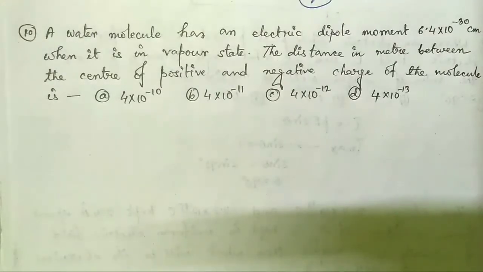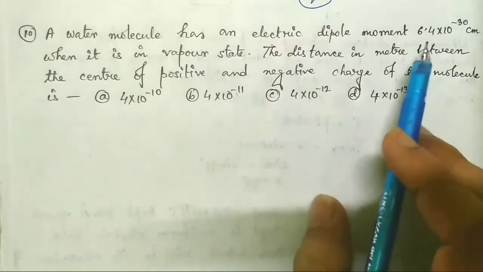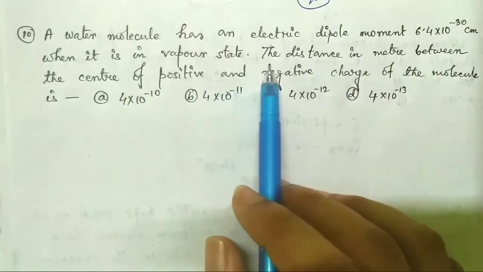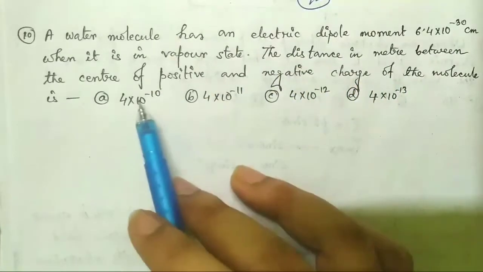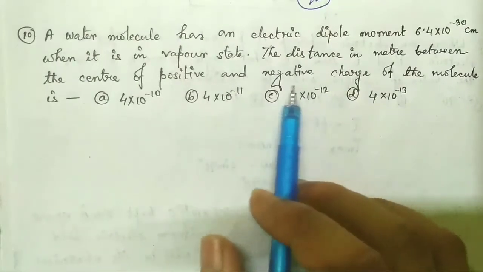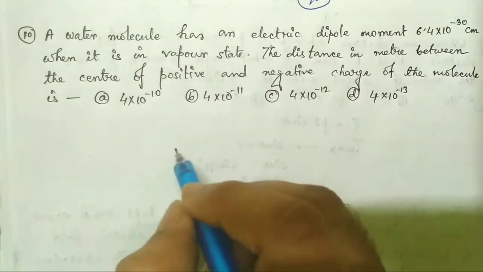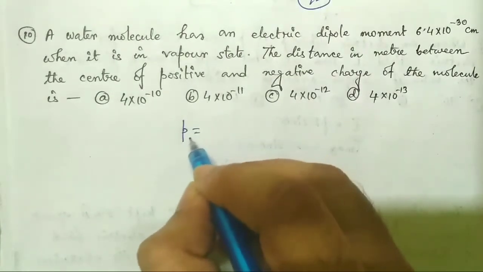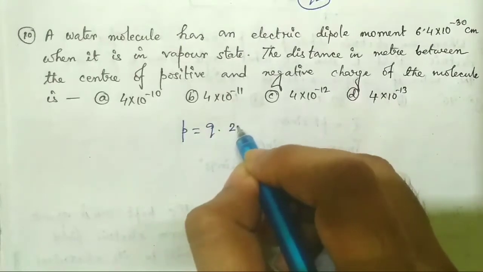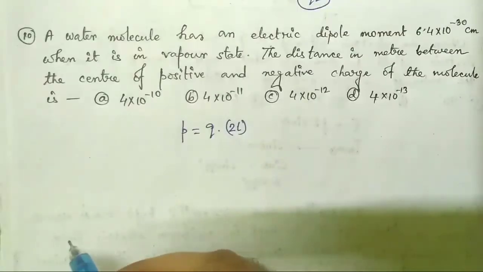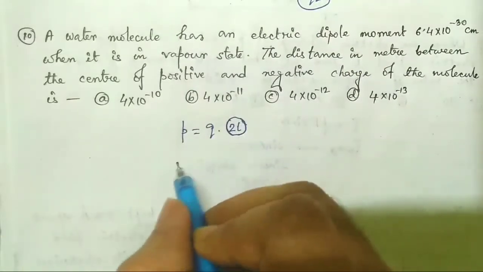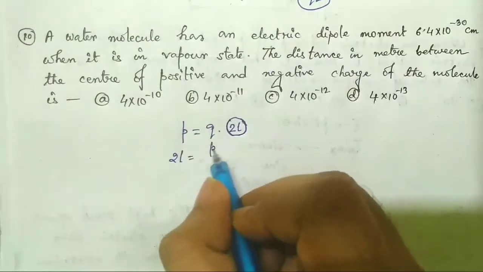Today's last question, question number 10. A water molecule has an electric dipole moment 6.4 into 10 to the power minus 30 coulomb meter when it is in vapor state. The distance in meter between the center of positive and negative charge of the molecule is. We know the electric dipole moment is given by P equal to Q into the distance between the two charges, Q into twice L. Now here in this question, the value of twice L is asked. So twice L will be P by Q.